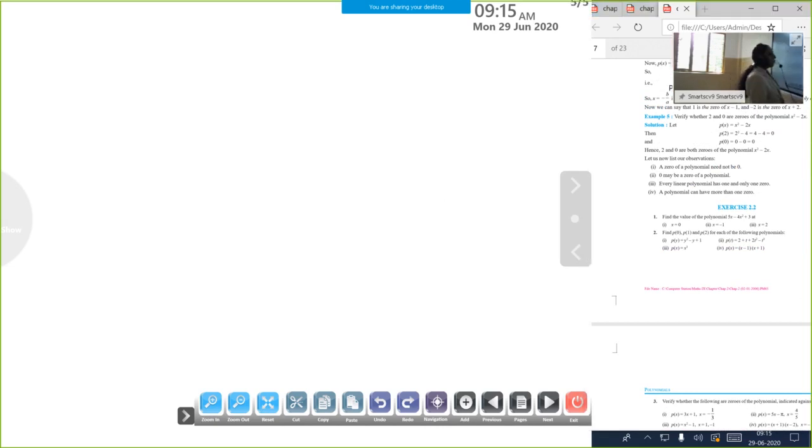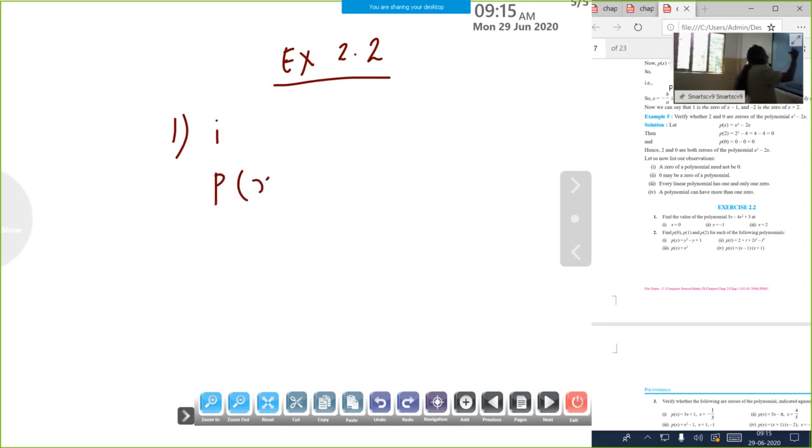Now we can solve our exercise 2.2. Your first question, first part: find the value of the polynomial 5x minus 4x square plus 3. That's our polynomial, and because there is a variable x there, first you write P of x equals 5x minus 4x square plus 3. This is your polynomial.